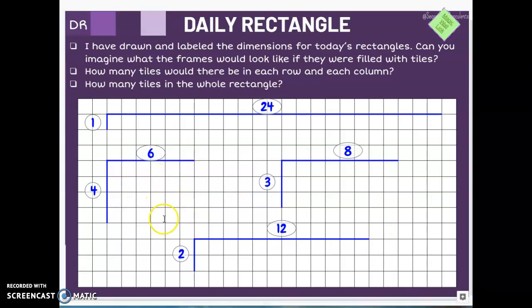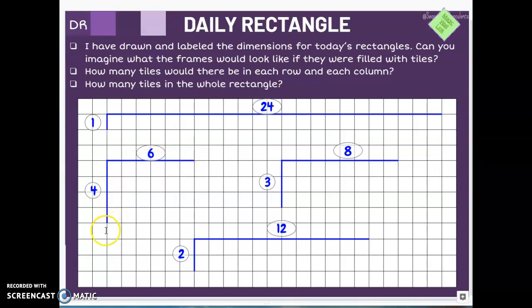How about this rectangle here? How many rows do you see? How many tiles are in each row? How many columns do you see? And how many tiles in each column? Well, if you're looking at our numbers on the sides, you might be thinking that there are 4 rows. And if we follow our blue lines on the top, we can count our 1, 2, 3, 4, 5, 6 tiles in each row. We can also see that with our 6 labeled at the top. So we have 4 rows of 6 tiles, or 6 columns of 4 tiles.